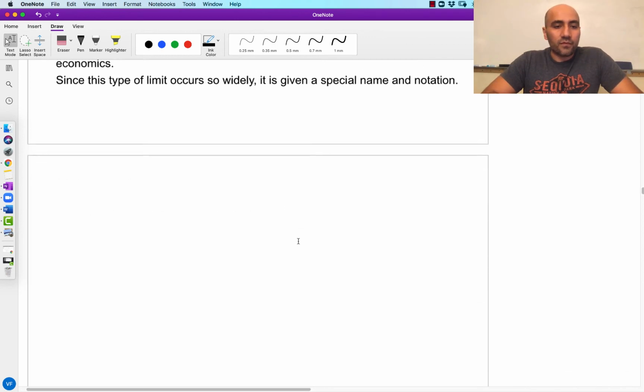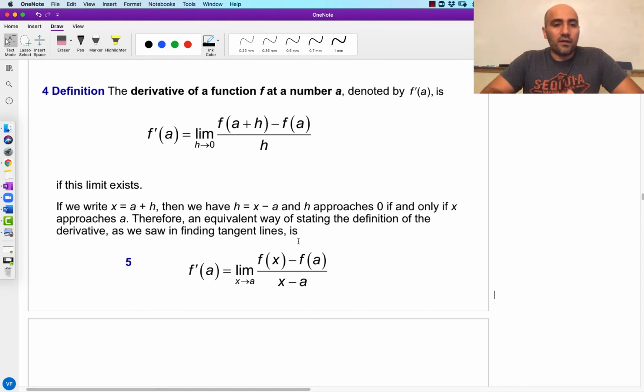That's what derivatives are. So here's our formal presentation of the derivative. The derivative of a function f at a number a, denoted by f prime of a, is this: f prime of a is equal to the limit as h goes to 0 of f of a plus h minus f of a, all over h. And one interpretation of this is exactly like we saw with the tangent. Once we figure out this limit, if it exists, it'll be an equation that gives us the slope of the line tangent at a point a. It's going to be a function of a, if it exists.